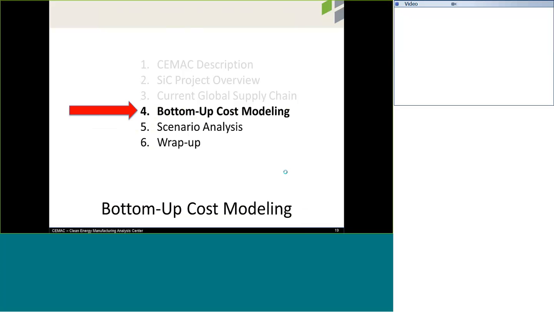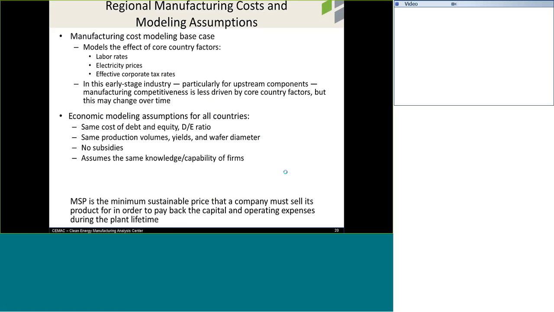Okay, the meat of our analysis, the bottoms-up cost modeling. So our manufacturing cost model base case is we're modeling the effects of core country factors, things such as labor, electricity, corporate tax rates. In this early stage industry, especially for upstream components, the competitiveness is less driven by core country factors, although over time this could change.